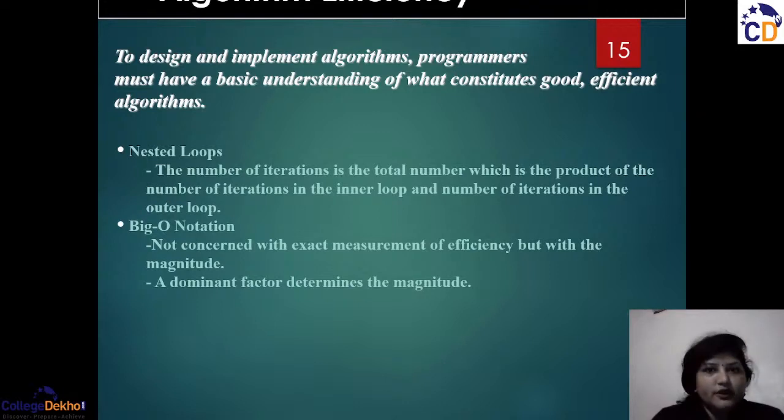Then we have Big O notation. What is Big O notation? It is not concerned with the exact measurement of efficiency, but with the magnitude. Magnitude means when the time factor is considered. You may use Big O notation or omega notation; there are a number of types of notations in this. So we are checking the complexity of that algorithm. How efficient is it? With the help of asymptotic notations used in algorithms, we are going to find the efficiency of that particular algorithm.